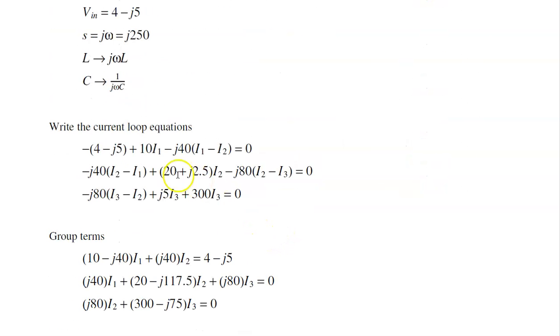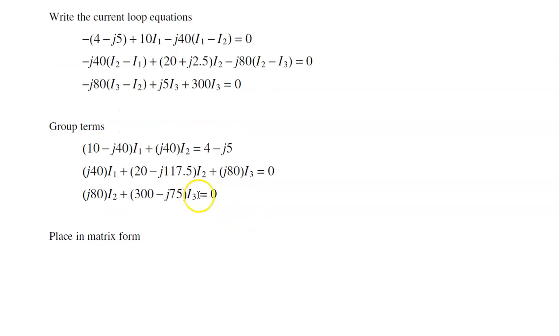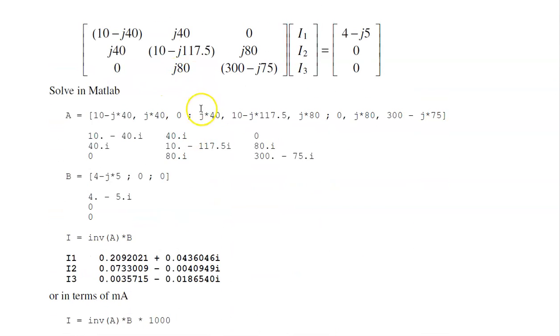That will give you this for the three loop equations. Run loop I1, I2, and I3. Again, the inductor just looks like a resistor, just happens to have a complex impedance. To solve, group the terms, place in matrix form. Now solve in MATLAB.